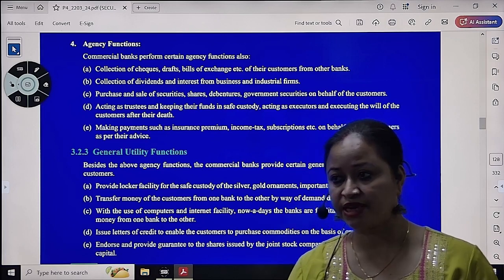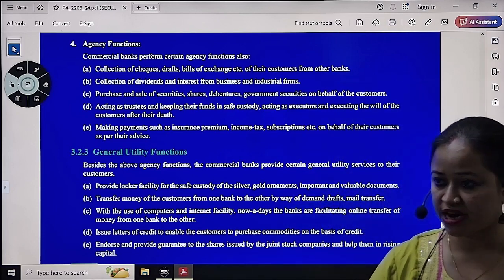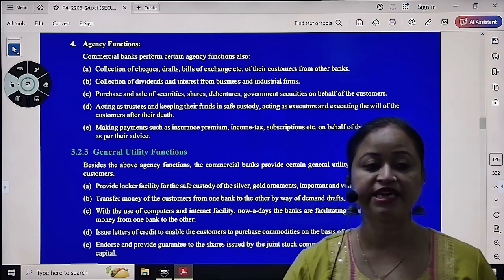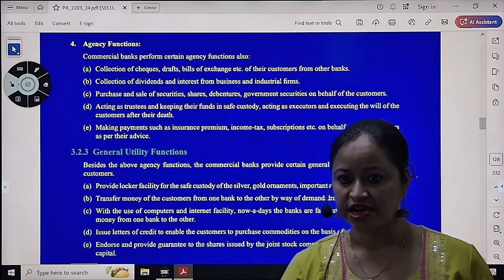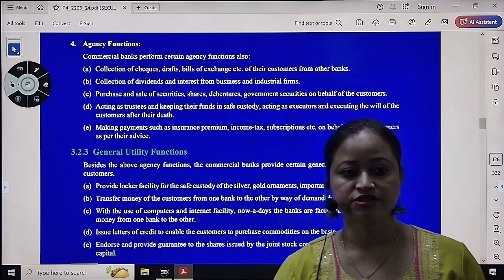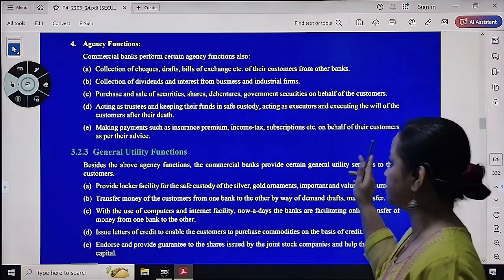And dividend will be deposited in the bank account of the customer, and even the customer will be able to buy shares, sell shares, or buy debentures with the help of the bank. So that is the agency function.